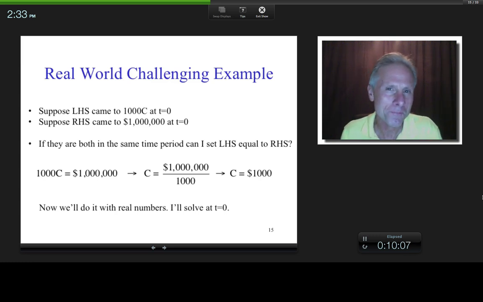So I'm a time 0 kind of a guy. I don't know why. Maybe I was just born that way, but I'm a time 0 kind of a guy, so I'm going to solve for everything at time 0. You might solve for everything at graduation. As long as both sides are in the same time period, you'll get the exact same answer. And the best way to prove that to yourself is maybe to try it both ways.